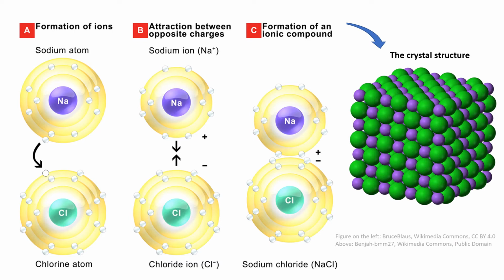Sodium ions have positive charge, whereas chloride ions have negative charge. Due to opposite charges, sodium and chloride ions are held together by the electrostatic force of attraction to form sodium chloride.